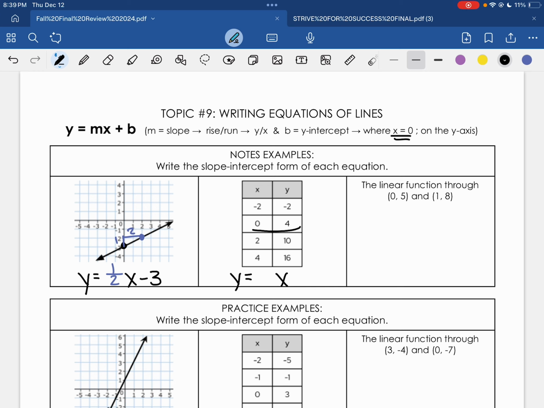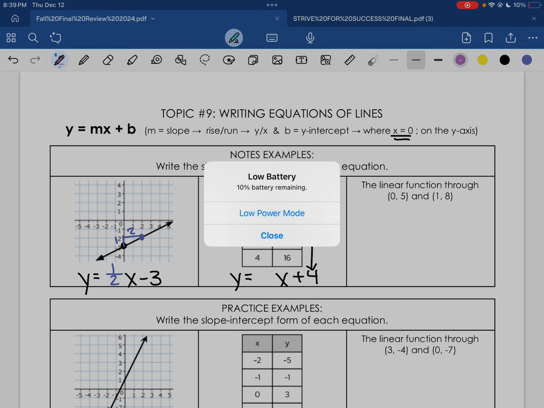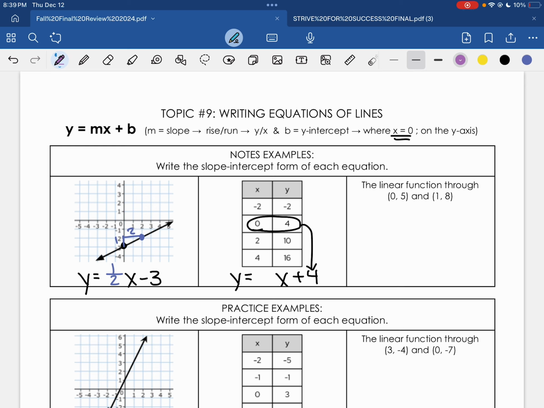So the y-intercept of a table is always next to the 0, which in this case would be +4. Then your slope is what's happening with the y's over x. The y's, -2 to 4, 4 to 10, 10 to 16, are going up by 6. The x's, -2, 0 to 4, are going up by 2. So your slope is 6/2, which is 3. You do need to simplify your slopes before putting them into the equation, because that's just good practice in math.